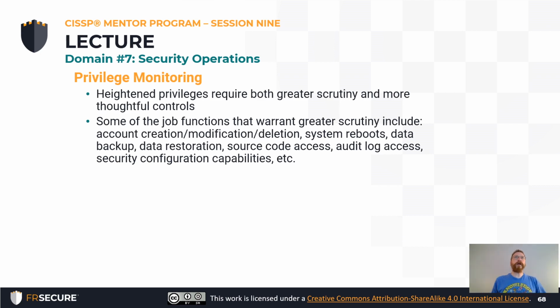All right, privilege monitoring. As you add privileges, right? So now we're going to get to additional controls around this. We need to look at, monitor, and review what's happening. As you can see there, anybody who can do account creation, modification, or deletion, system reboots, data backup, data restore, source code access. If you have the ability to do any of those things, now this could be either a person or an application, right? We want to add additional review and additional monitoring around what actions are being taken.